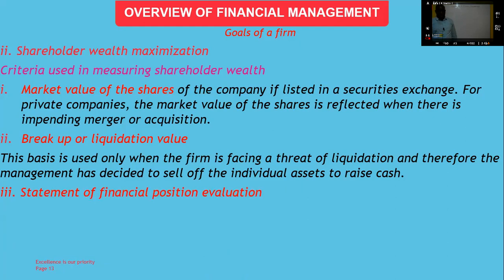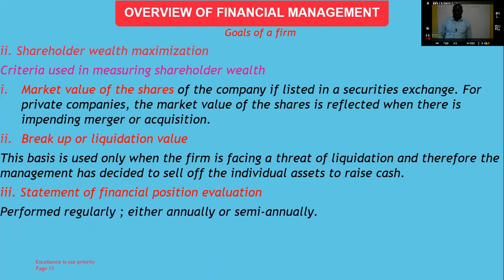We can also use statement of financial position evaluation, which we perform regularly, either annually or semi-annually, to look at the health of the statement of financial position. For example, how do the current assets look? How do the liabilities look, current and non-current? What about the equity? What about the debt, and so forth? So we do statement of financial position evaluation or analysis regularly, either annually or semi-annually. And those are the three criteria that can be used in shareholder wealth maximization analysis.